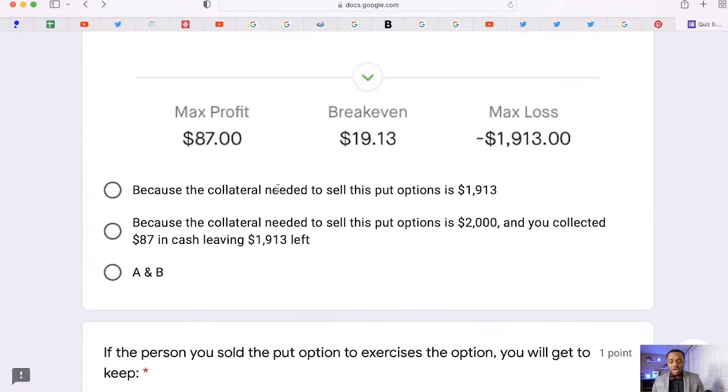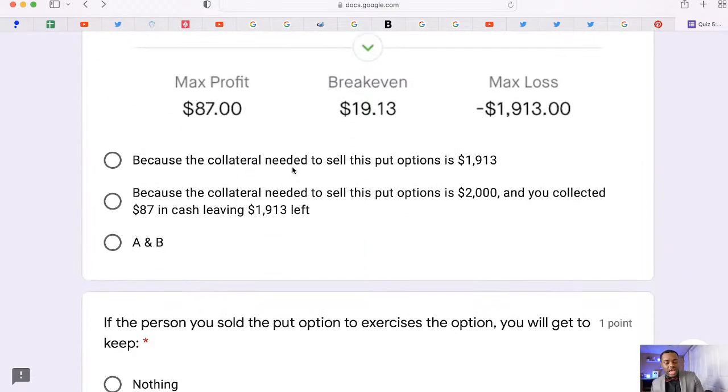So let's see what our answers are. Because the collateral needed to sell the put options? No. Because the collateral needed to sell this put option is 2,000, and you collected 87 in cash, which leaves you with 1,913 left. So this is the answer.